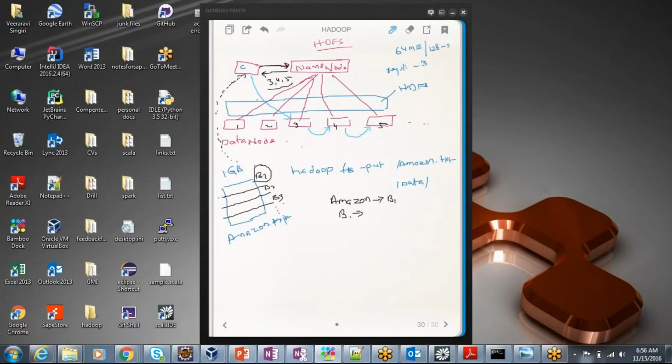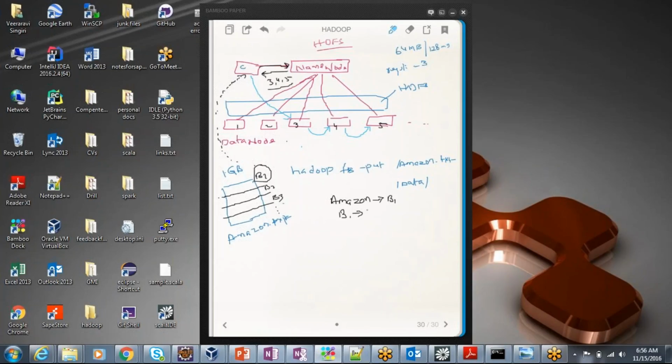The 64 MB block cannot be sent through a network at a time, so the data will be broken into small packets. The packets will be transferred to machine 3, then the same packet will go to machine 4, then to machine 5. It means your client is connecting to only one machine, and internally the communication will happen. This machine will transfer the data to the next machine. So these machines have information about the other machines.